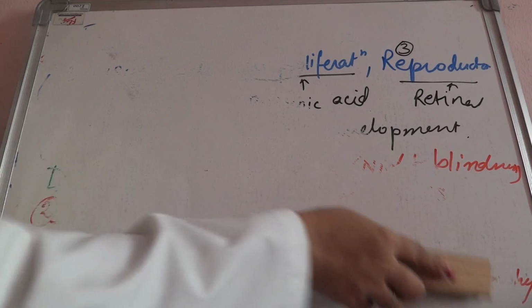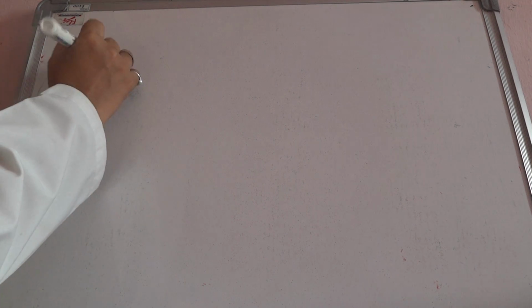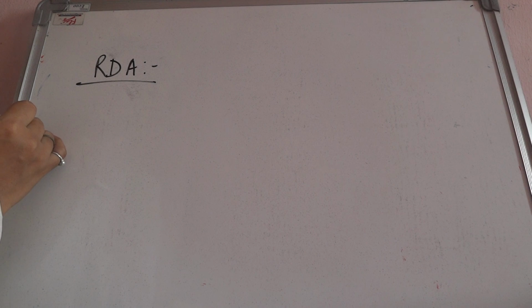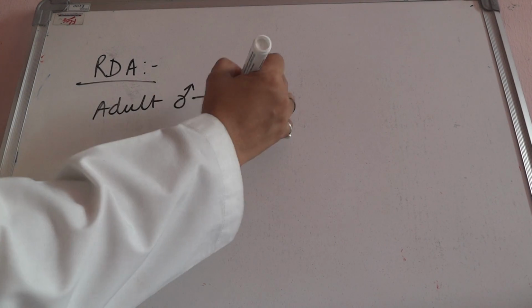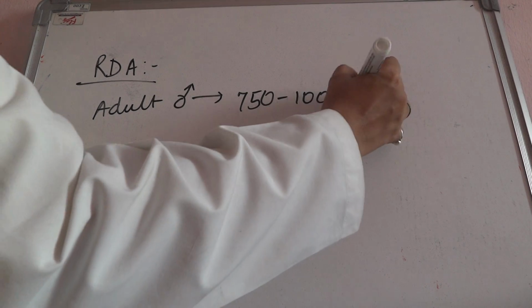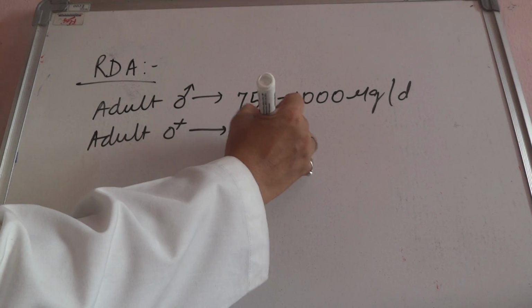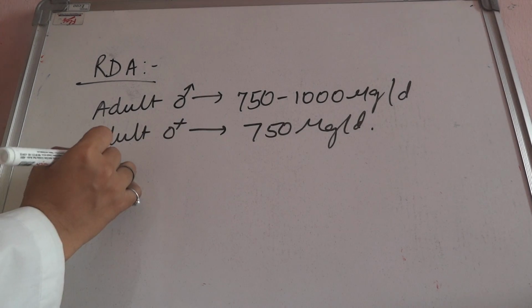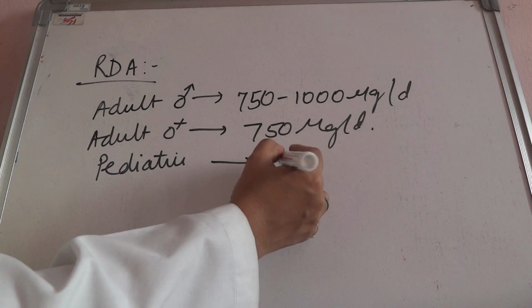Now coming to the recommended dietary allowance. Vitamin A is important, and if it is not properly taken in diet, it causes much harm because it affects the vision. In India, it is very common that there is vitamin A deficiency and children suffer from night blindness. Recommended dietary allowance in adult male is 750 to 1000 microgram per day. In adult female, it is 750 microgram per day. And in the pediatric population, it is 600 microgram per day.